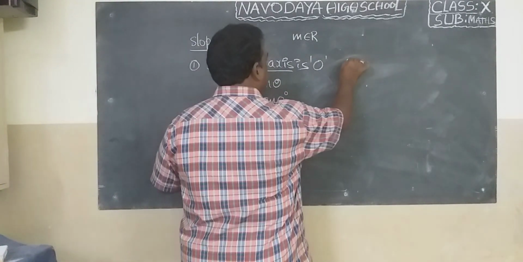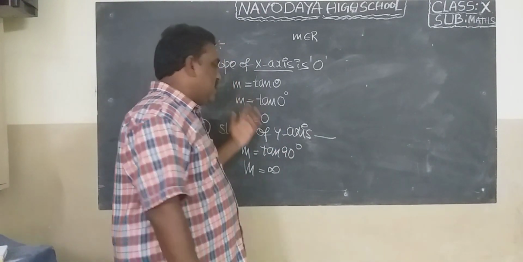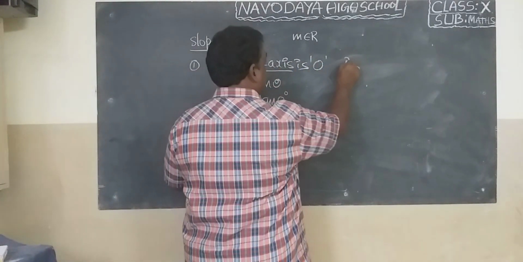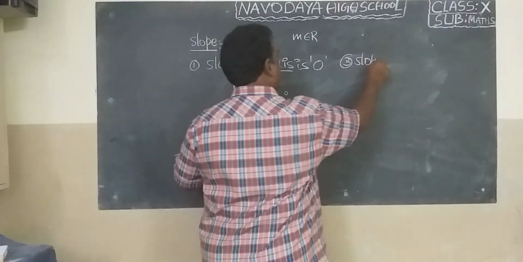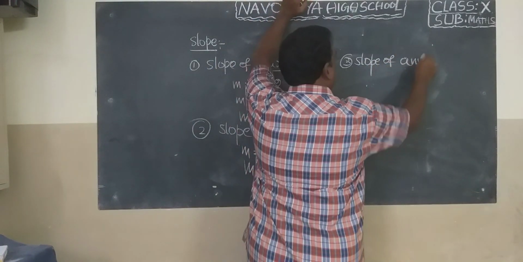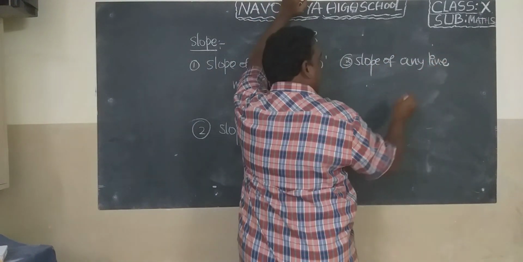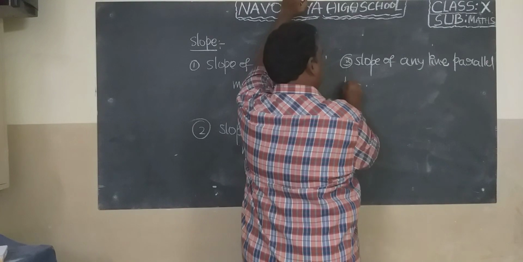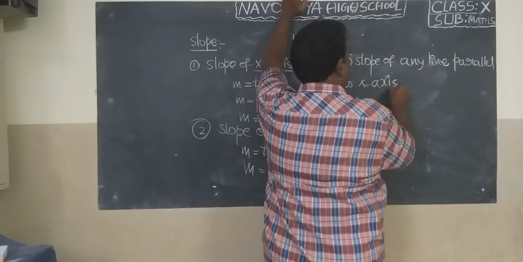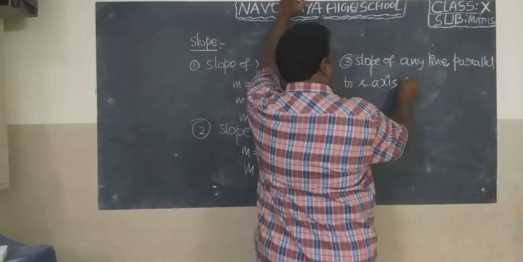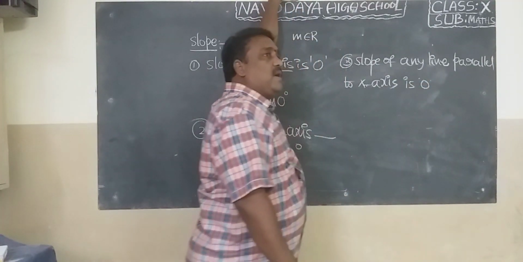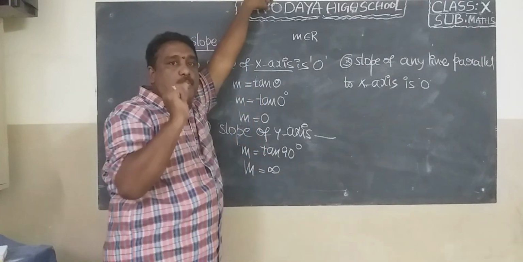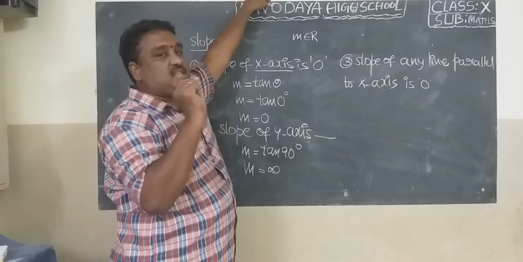Then, the next point. Carry on with the point numbers, and read the introduction part every day. Then the next point, slope of any line parallel to the x-axis. Slope of any line parallel to the x-axis is 0. Remember, slope of the x-axis is 0. Not only the slope of the x-axis is 0, the slope of any line parallel to the x-axis is 0.